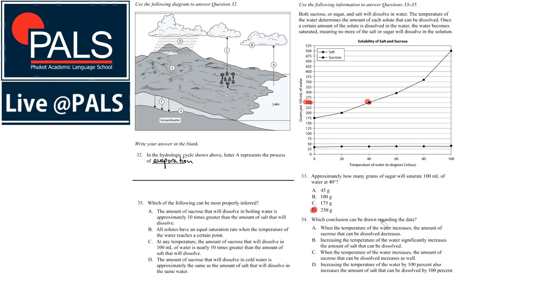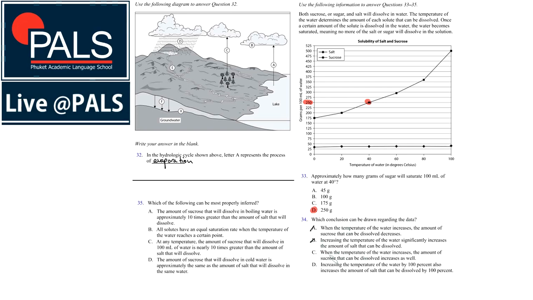34. Which conclusion can be drawn regarding the data? When the temperature of the water increases, the amount of sucrose that can be dissolved decreases. No, we can see that as we increase, it increases. So it's not A. Increasing the temperature of the water significantly increases the amount of salt that can be dissolved. Not really. We can see it increases a tiny bit, but then it stays more or less constant.